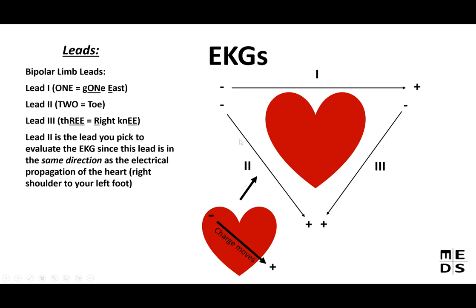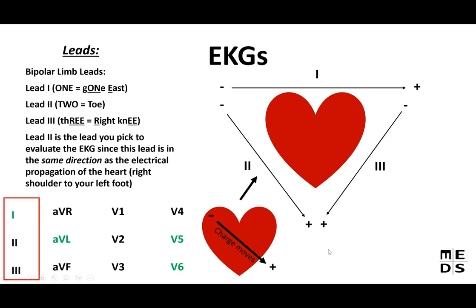Well, that is the same direction as lead 2, because lead 1 would go more this way, and lead 3 goes in the opposite direction this way. So lead 2 is the one that actually matches up fairly well with the actual propagation of the charge, hence why we pick lead 2. And then when you look at the 12-lead EKG, it's going to have 1 through 3, R, L, and F, and then 1 through 6 is what you're going to see of all the strips when you're given the full sheet of paper. And we're actually talking about these 3 right here.